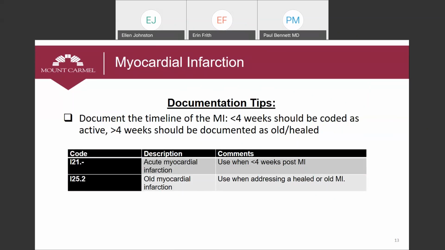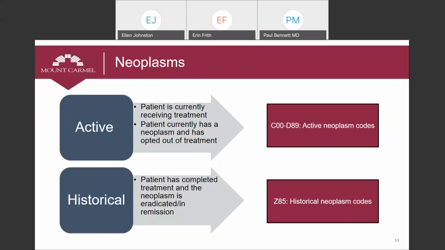It is important to properly document and code whether the patient's cancer is ongoing or in remission to better represent the patient's burden of illness. Primary malignant neoplasm should be coded as active when the patient is actively receiving treatment or being managed. This active code should be used until there is no further treatment required, or if the patient is not in remission but has opted out of treatment. The code category Z85 series, personal history of malignant neoplasm, is to be used when the patient is no longer receiving any treatment and the neoplasm has been eradicated.